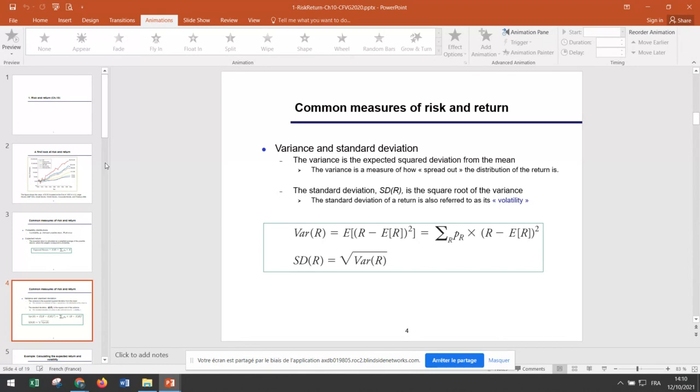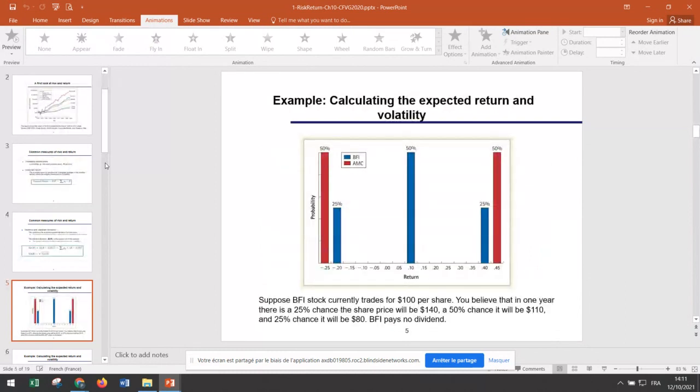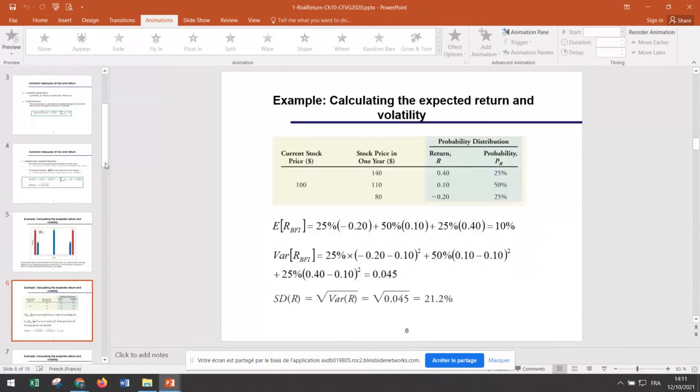We call something the standard deviation, and the standard deviation is the square root of the variance. This standard deviation of returns is referred to as volatility. So when we talk about stock return volatility, it means that we measure the standard deviation of the possible returns. All right, so these are the formulas. You have them, and then we learn how we calculate the expected return and volatility. This one you can revise by yourself.